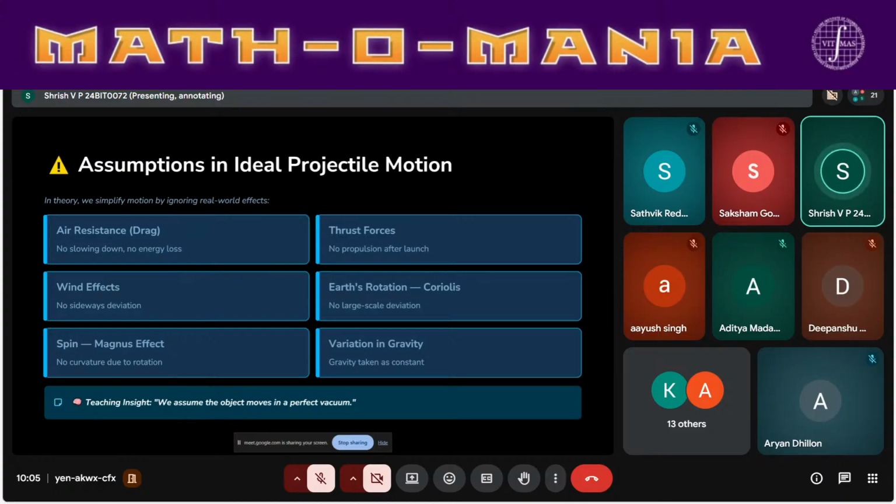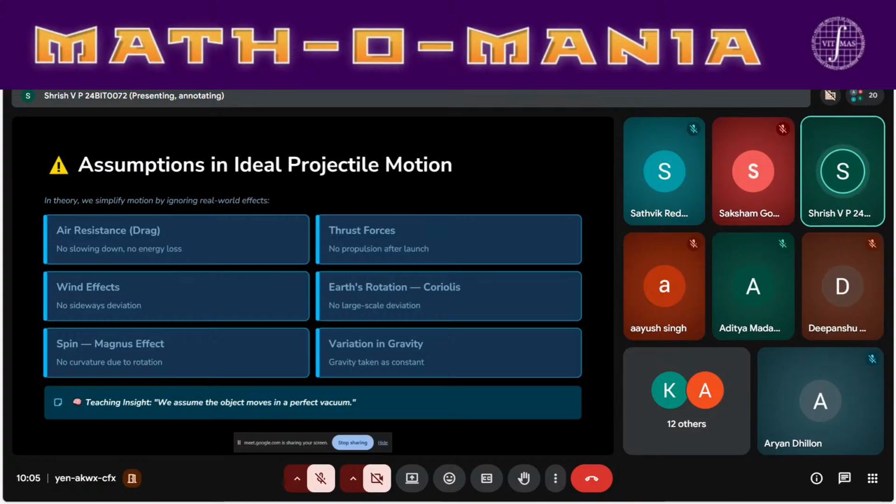Next is thrust forces. As we have discussed earlier, this is very important for rockets and missiles. In real systems, engines provide continuous force, but in projectile motion, we assume that once the object is launched, there is no more external force or any propulsion to it. So the motion is purely influenced by gravity.